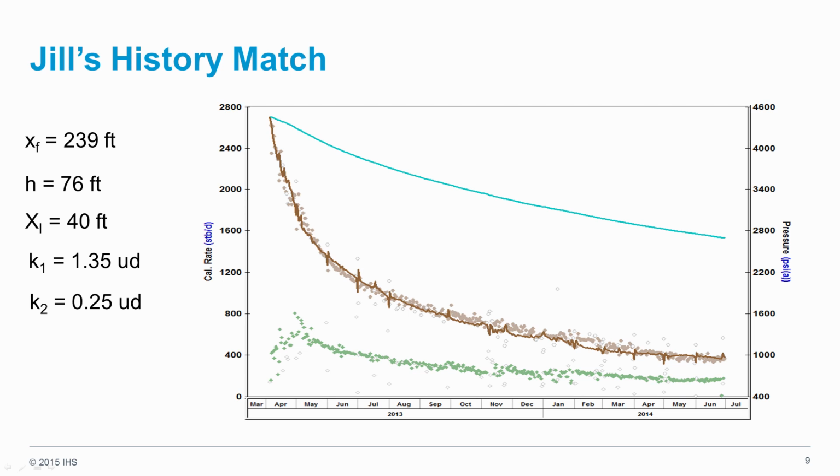Jill creates an analytical model. Xf is 239 feet. You can see the other parameters. The height is 76 feet. You can see the permeabilities: the inner zone permeability, 1.35 microdarcies, outer zone permeability, 250 nanodarcies, and the distance between the fracture and the outer permeability boundary is 40 feet. Jill also has a great match. So Jill's feeling pretty good about herself.